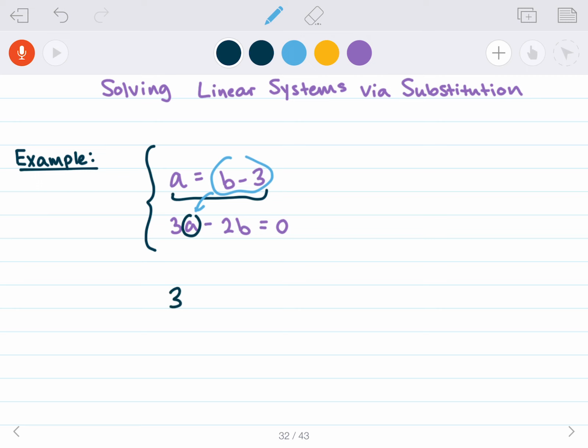So let's do that. 3 times a, so a is secretly b minus 3 from the first equation, and then everything kind of carries down. I'm literally just subbing in b minus 3 for a into the second equation. Now I'm all in one variable, so that's good. That means I can solve it. I'm going to start by doing the distributive property. 3 times b is 3b. 3 times negative 3 is negative 9.